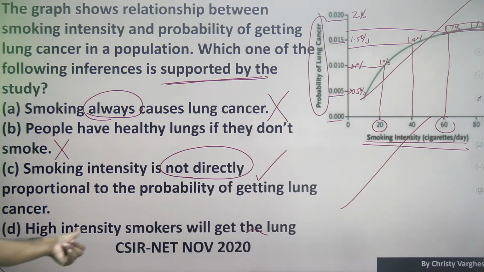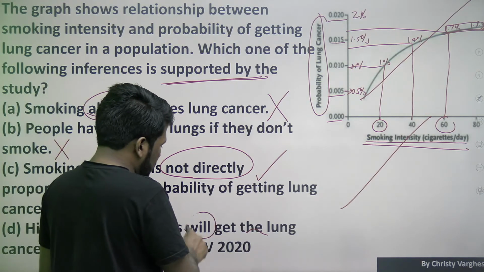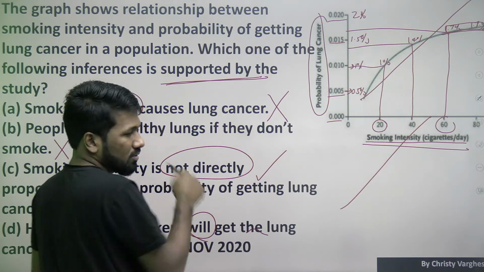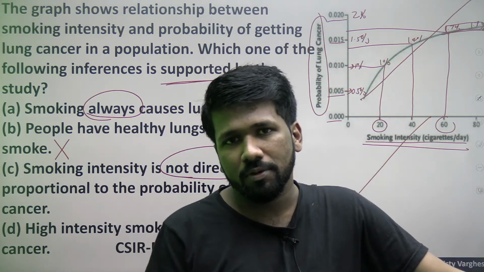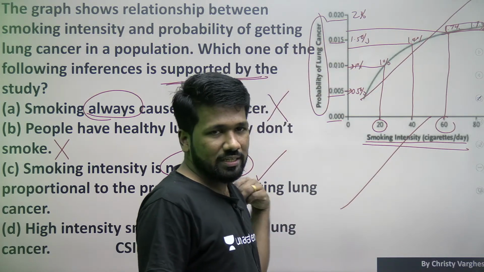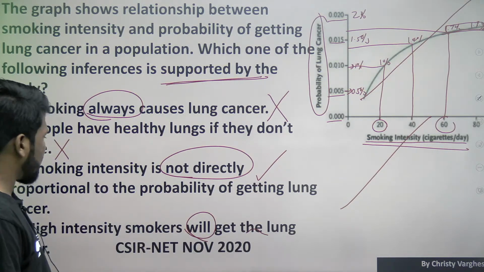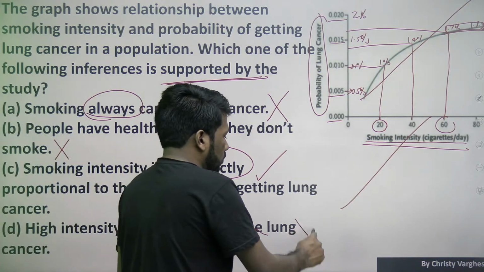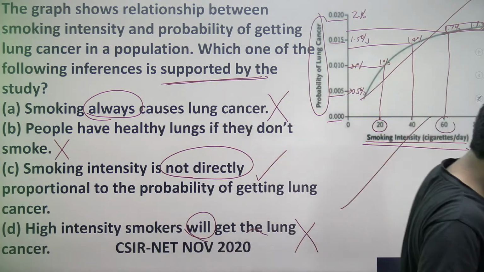Now option D, high intensity smokers will get lung cancer. The word will is the problem. Will is same as always. Will get means 100% श्योरिटी होना चाहिए, probability 100% होना चाहिए. यहाँ पे maximum probability 1.7% है. So definitely will get lung cancer, we cannot say that at all from the study. इतना clear है why option C is the answer.